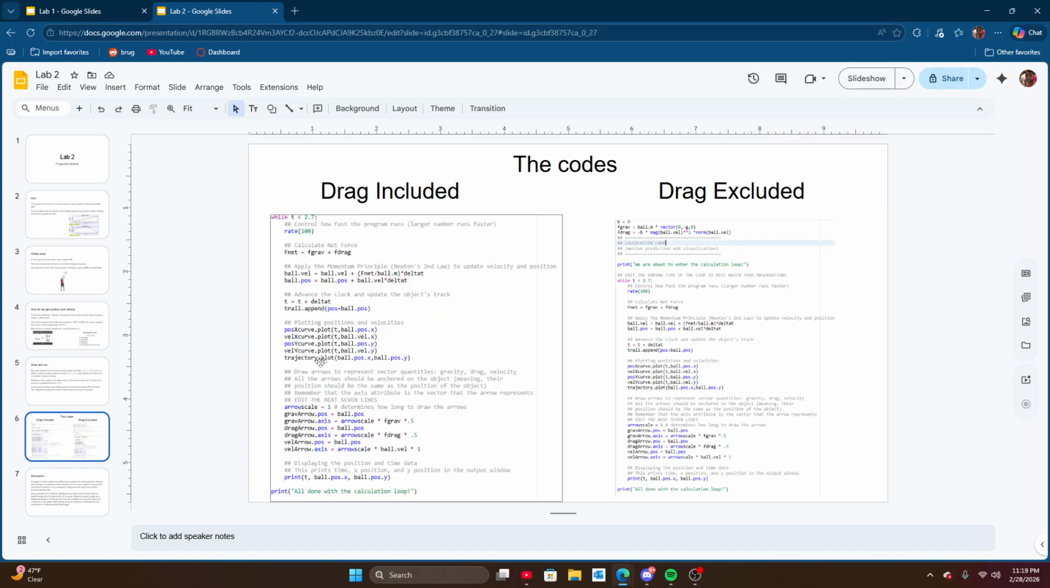This is the code involving drag force, which would be the B right here, but I didn't include it in the screenshot. So this one is without drag force.